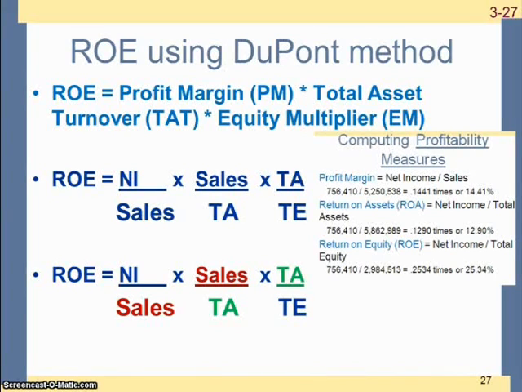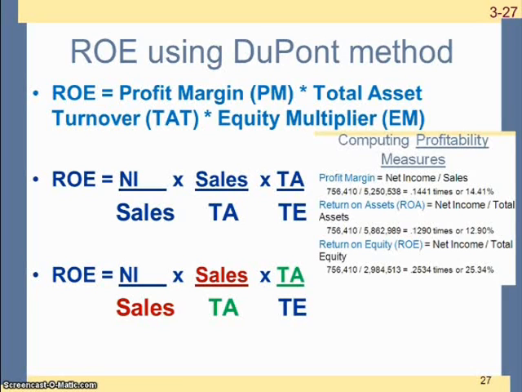ROE is net income divided by total equity. Now we can derive ROE using the DuPont method. Using the DuPont method, ROE equals profit margin times total asset turnover times equity multiplier. It means ROE equals PM times TAT times EM. Now, are these actually the same? Is the formula that you learned on slide 16 the same as ROE using the DuPont method? Yes, they are the same.